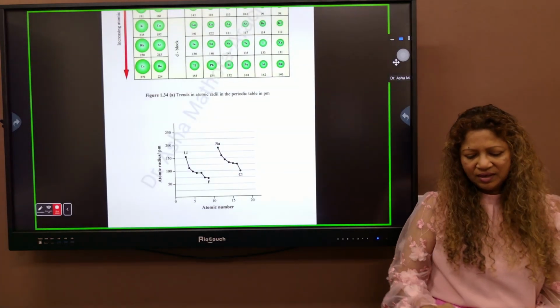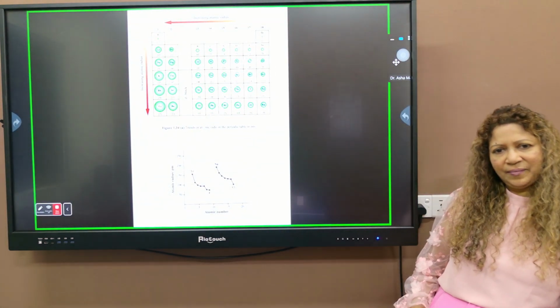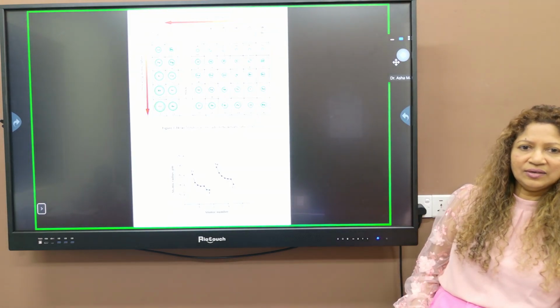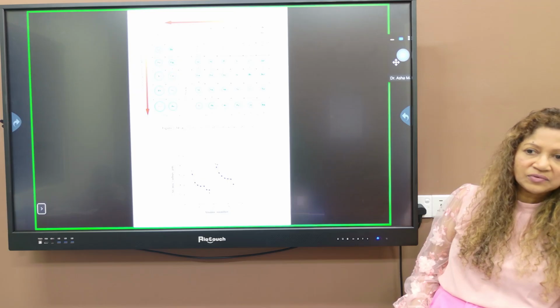These two diagrams, have you guys seen these two diagrams? Yeah, it's from the resource book. This is from the resource book.